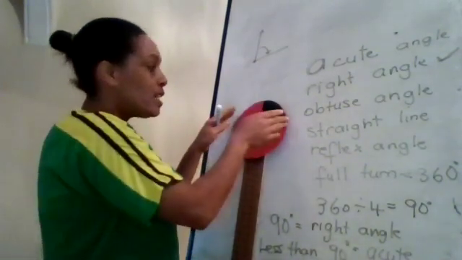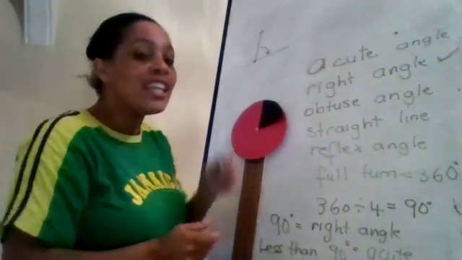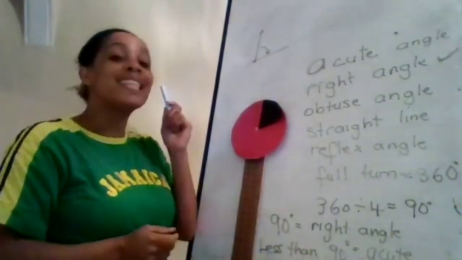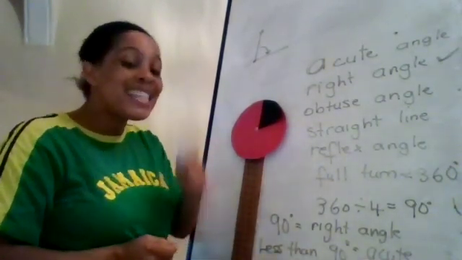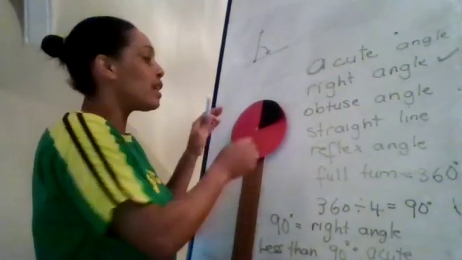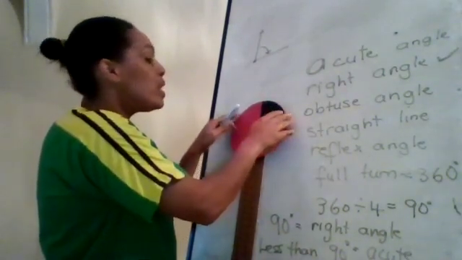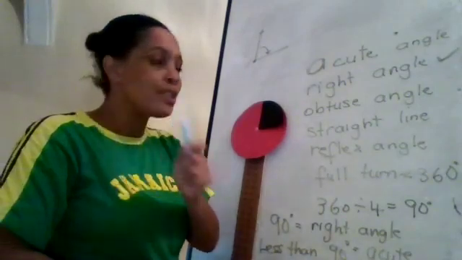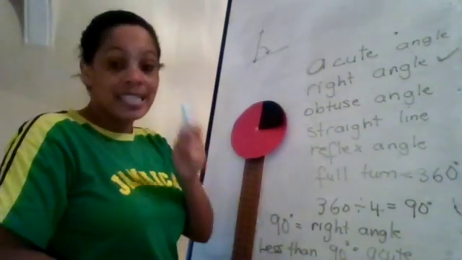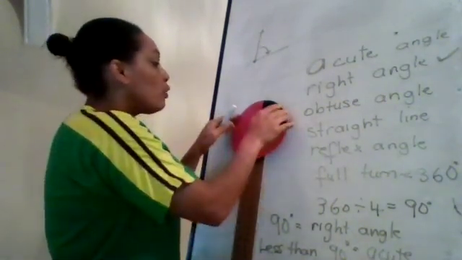So not 99, if we have 89, that would be an acute angle because it's less than 90 degrees. Anything less than 90 degrees is an acute angle. Once we reach the specific number of 90 degrees, it's a right angle. Now let's continue with what we know.